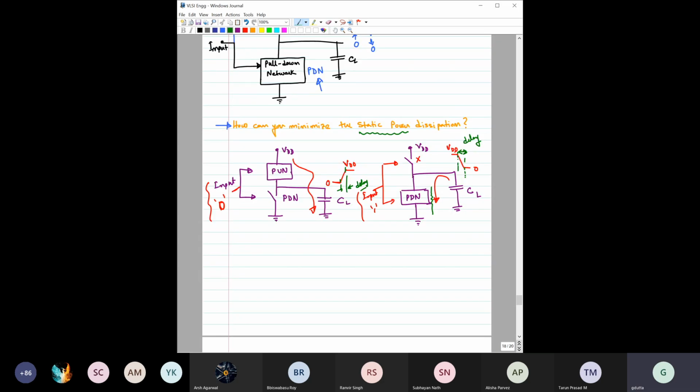Just think about what component we can probably use as a pull up network and pull down network so that this particular criteria is satisfied.